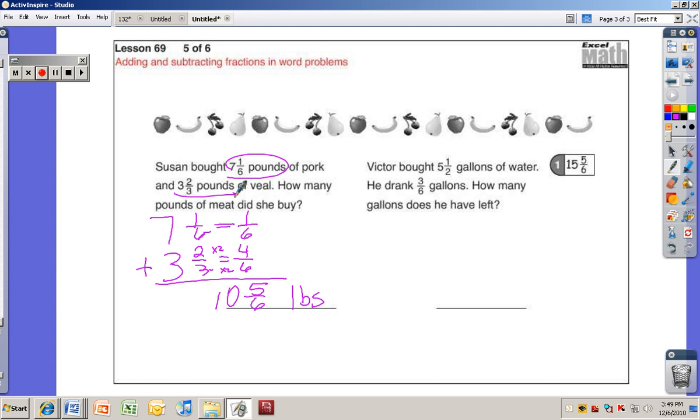And the last one, Victor bought 5 1/2 gallons of water. He drank 3/6 of a gallon. How many gallons does he have left? So that means this part of it is going away. 5 1/2, he's taking away 3/6. We're subtracting. And common denominator of 6 and 2 is 6. 3/6 is equal to 3/6. And 2 times 3 is 6, so 1 times 3 is 3. We have 3/6 take away 3/6. Do not write 0/6. It's just nothing. 5 take away nothing is equal to 5. So the answer is 5 gallons.